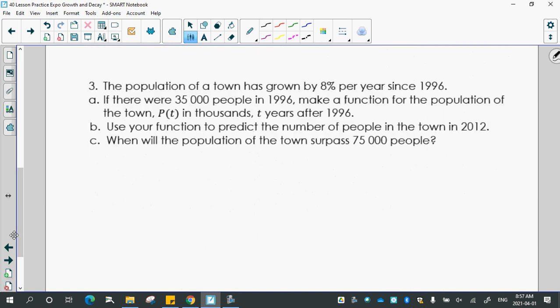Okay, the population of the town has grown by 8% per year since 1996. If there were 35,000 people in 1996, make a function for the population of the town, P at T in thousands, T years after 1996. Okay. Work on A here. So what things are we given? Remember, we're always thinking of this as our original equation and then changing it over.